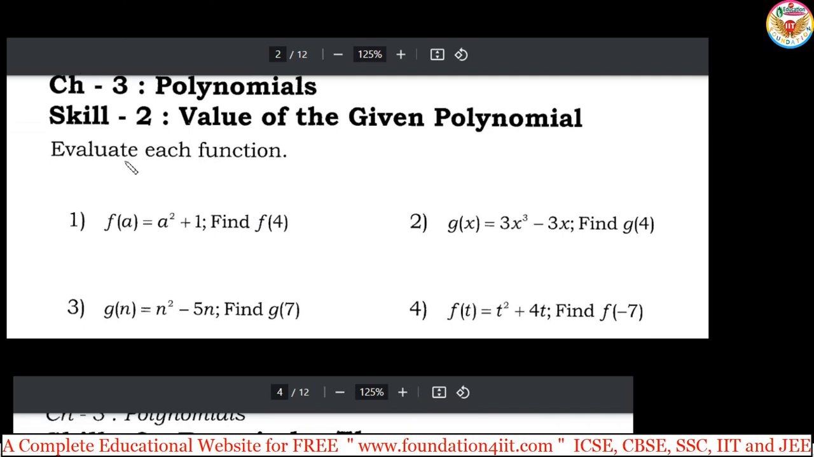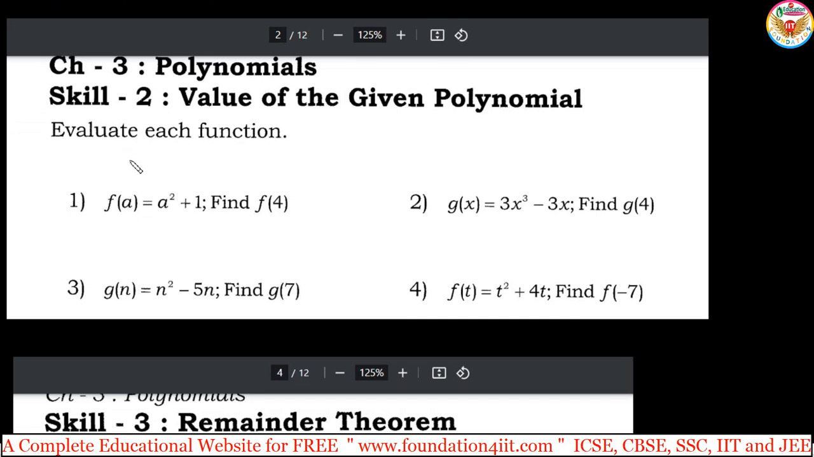Now skill 2, the basic skill you should learn, is the value of the given polynomial. This is important. Many of you make mistakes when substituting. Whatever value is given, we are supposed to substitute in it. f of a is equal to a square plus 1. Find f of 4. In the letter a, we need to replace the number 4. That is, f of 4 is equal to 4 square plus 1. 4 square is how much? 16 plus 1. That is equal to 17. Right. This way you can do it.